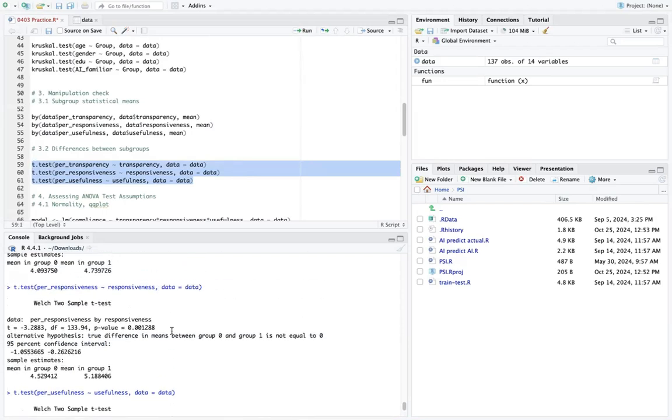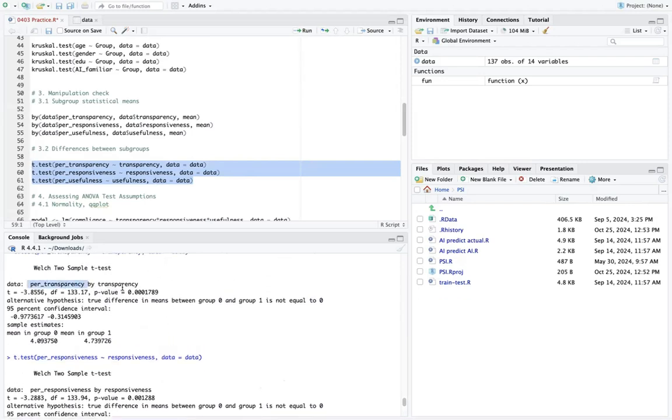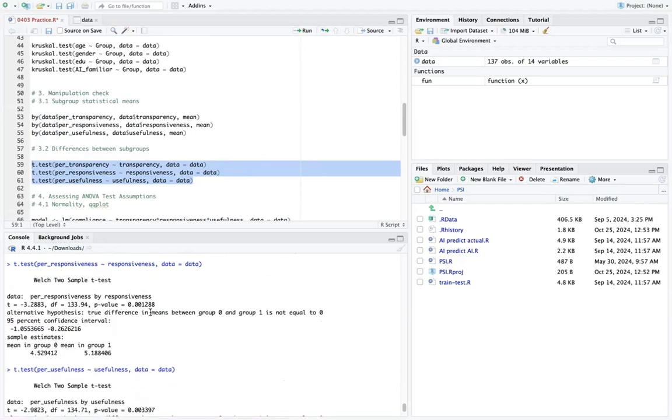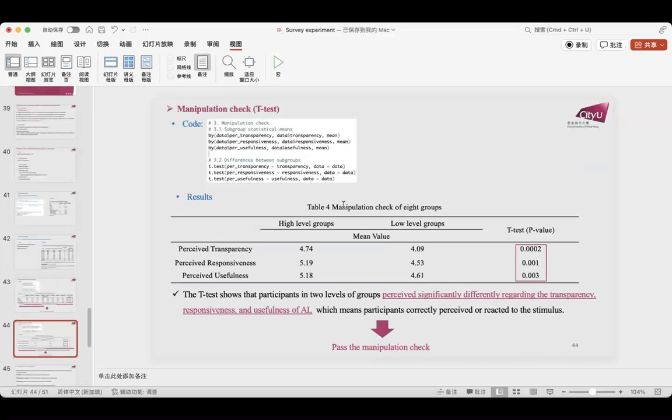And then we can see that for the transparency, there are significant differences between the lower transparency group and the higher transparency group, and also for the responsiveness and the usefulness. So we can also report this in Table 4. We show that the participants in the two levels or groups perceived significantly differently regarding the transparency, the responsiveness, and the usefulness of AI, which means the participants correctly perceived or reacted to the stimulus. So we can say we now pass the manipulation check.